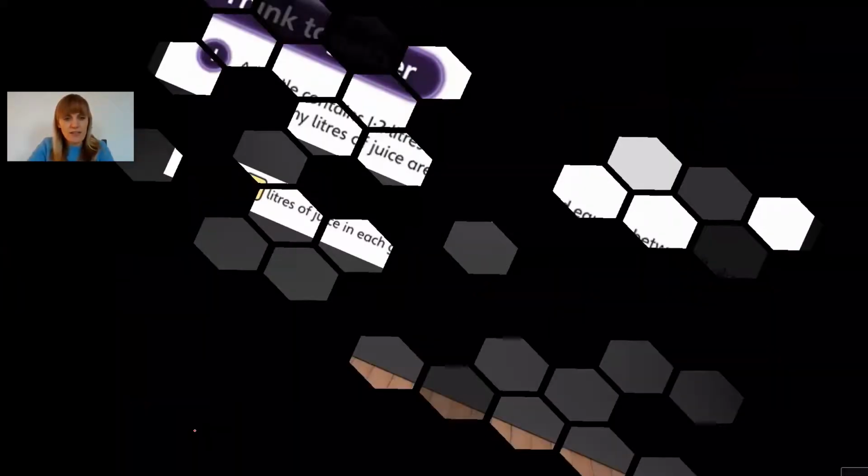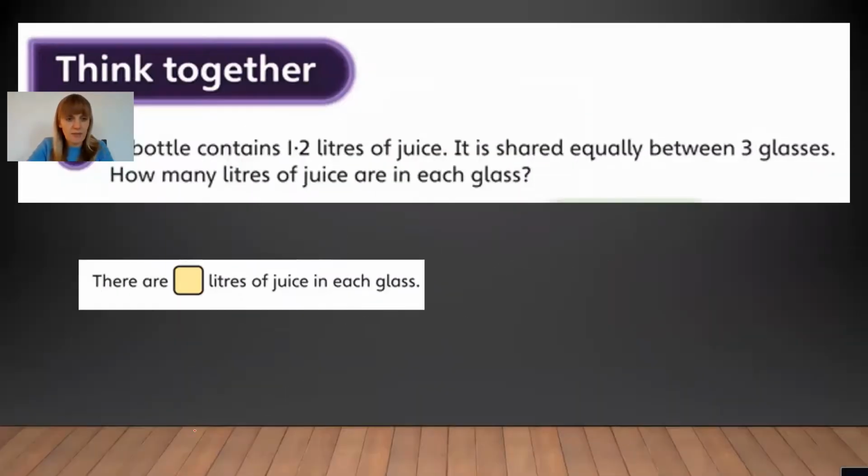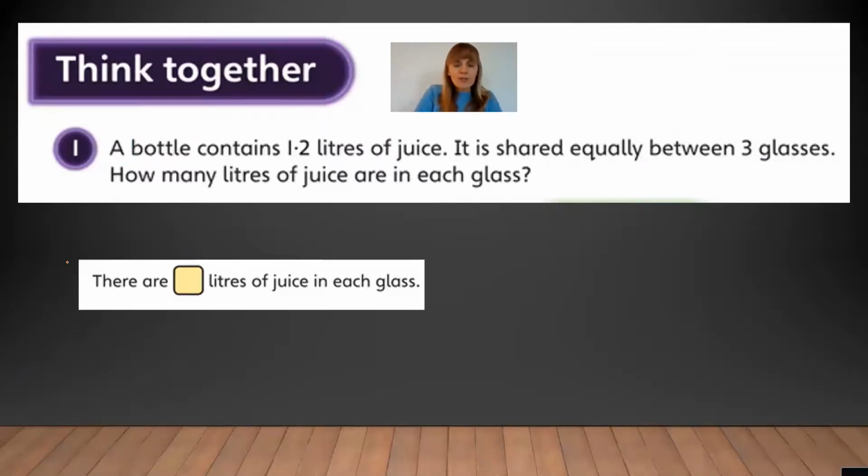All right, now then, for our Think Together. Let me move out of the way because I'm in the middle of the question. Over here, there we go. We've got a bottle containing 1.2 litres of juice. This juice is shared equally between 3 glasses. So how many litres of juice are in each glass? Our question that we're trying to answer, first of all, is 1.2 divided by 3, isn't it?